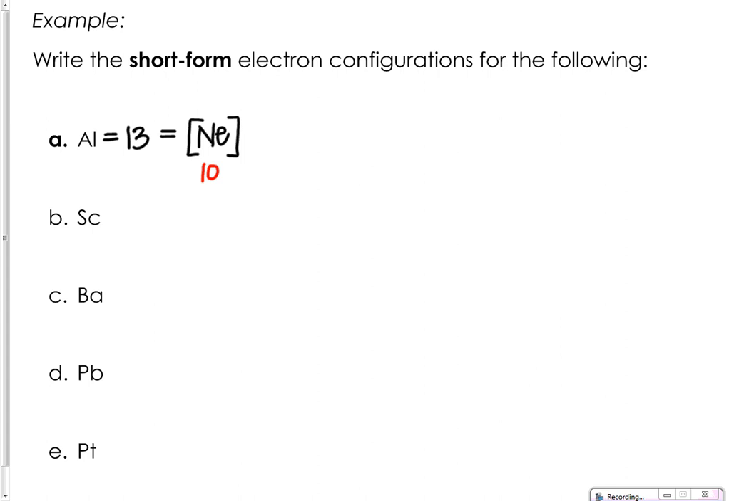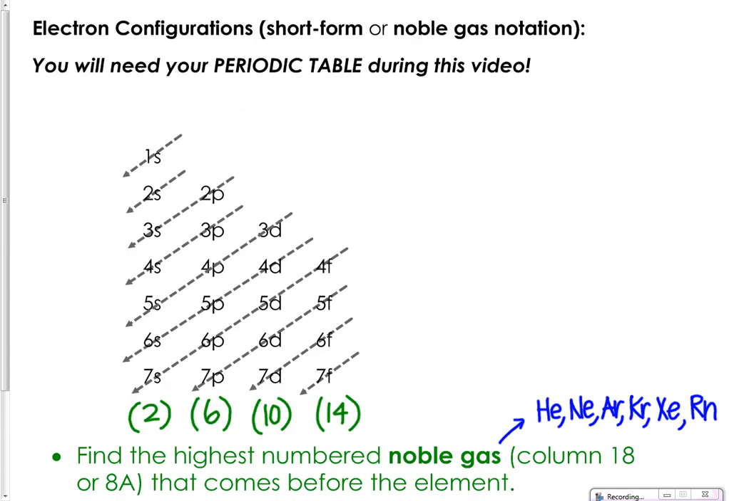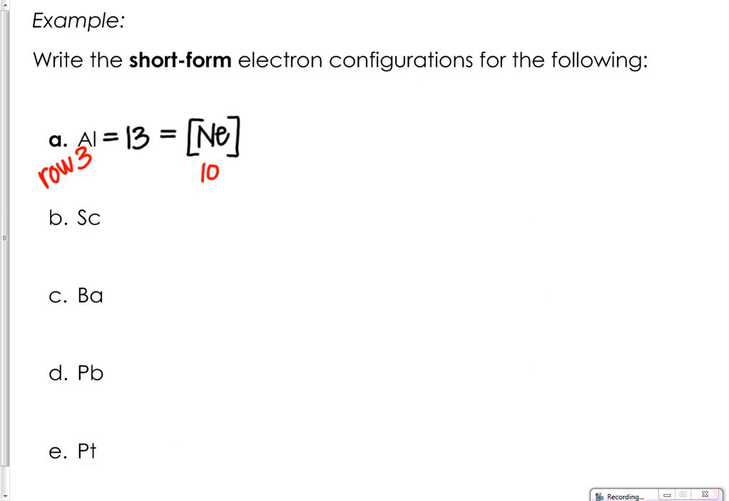I can't start at 1s again. So I look at aluminum and tell myself what row of the periodic table it lives in. Aluminum lives in row 3. That means when we use our diagonal rule, we're going to want to start at 3s. We can put up to 2 electrons in the 3s. So now we're up to 12, because we have 10 from neon plus 2 more. We only have 1 more to go.